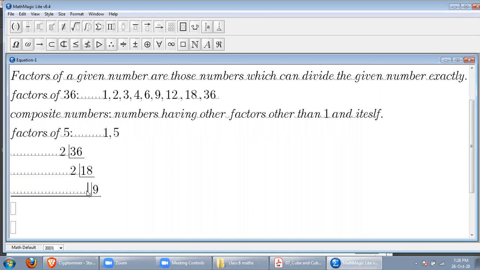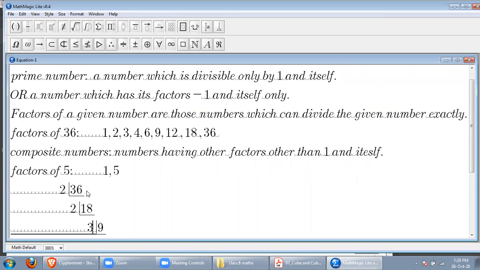And what will be the new divisor? Can 2 still be the new divisor? Can 2 still divide the 9 exactly? No. So we have to move to the next prime number, 3. Since the smallest prime number 2 cannot exactly divide the new dividend, 9, the earlier quotient became the new dividend, and the new divisor will be 3, the next prime number after 2.